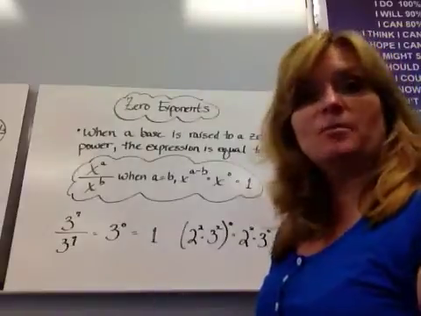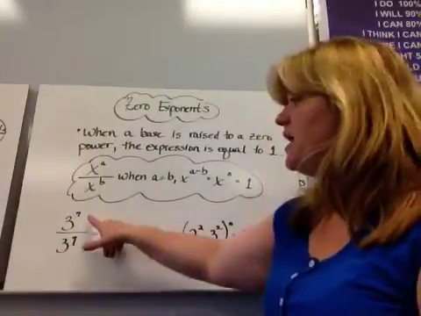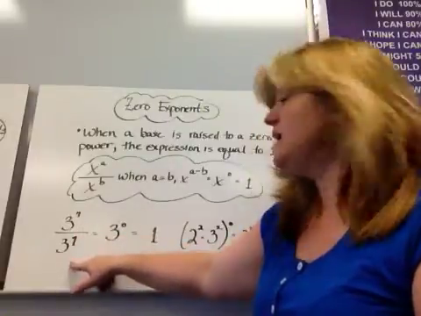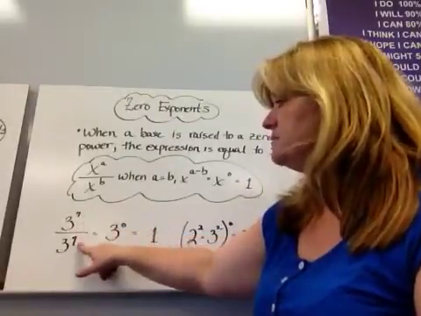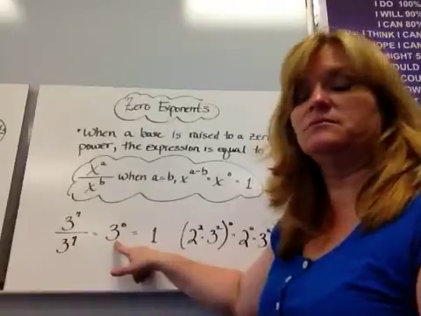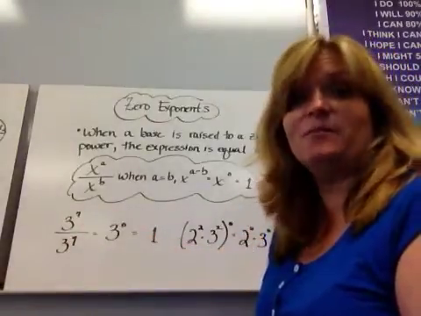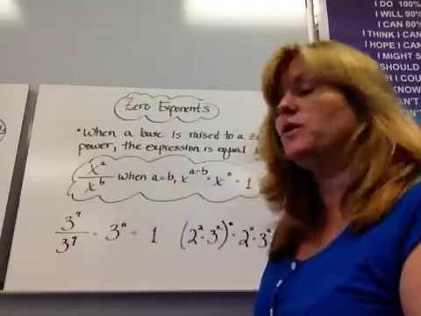Let's do a couple of numerical examples. If I have 3 to the 7th divided by 3 to the 7th, same base. If I subtract 7 minus 7, I get 3 to the 0, and that equals 1. And again, those two are exactly the same. If you divide like quantities, it's always 1.